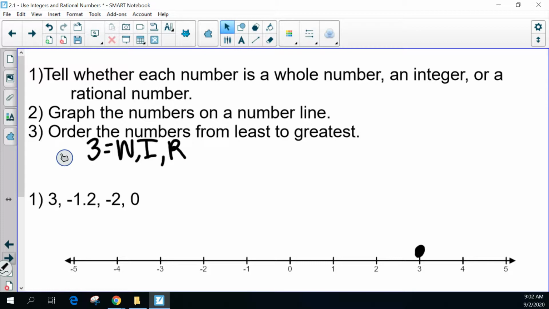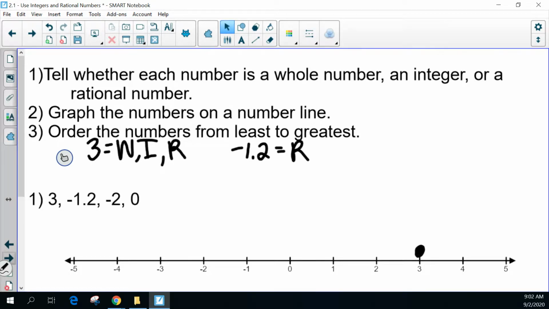Okay, so the negative 1.2. Is it a whole number? No. Integer? No, it has a decimal, so it can't be an integer, but it is rational.